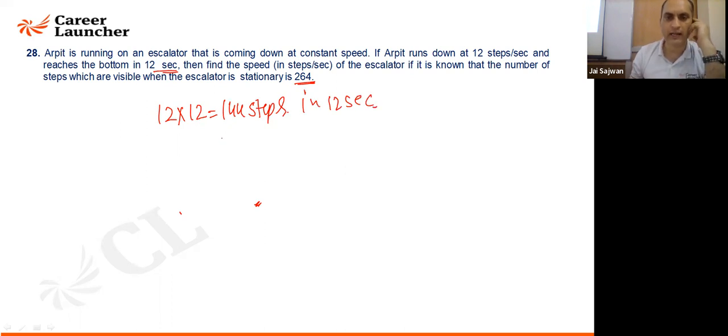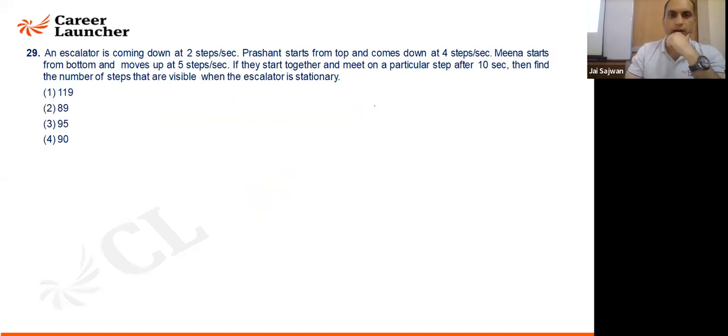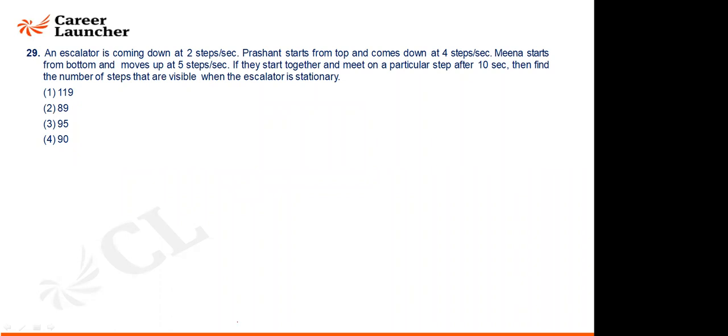What is the speed of the escalator? There are a total of 264 steps. 144 is covered by Arpit. Can I say 120 is covered by the escalator? And these are covered in how much time? 12. So I'll say the answer comes out to be 10 seconds, the time taken. The answer is 10 seconds. I believe it is clear to you. Let's come to the next one. Could you answer it? Good one. Many of you have got the answer to the earlier one.